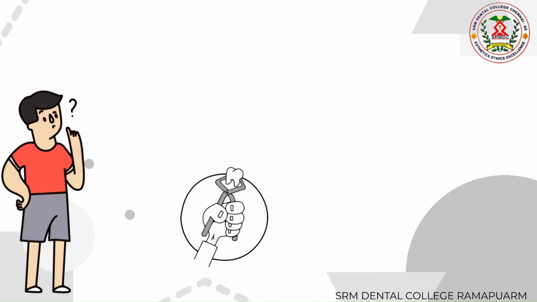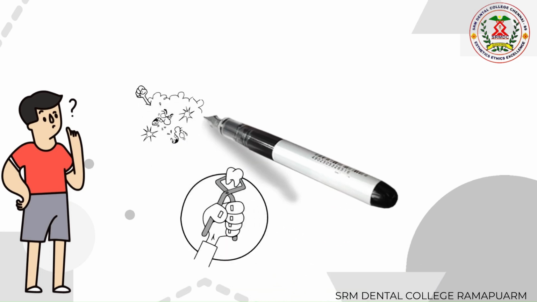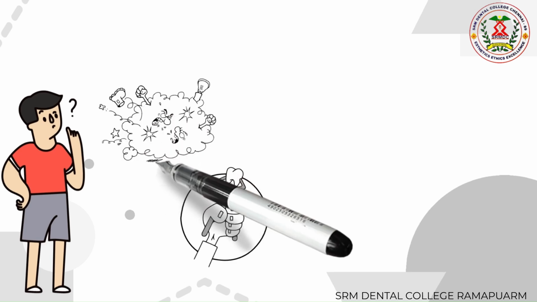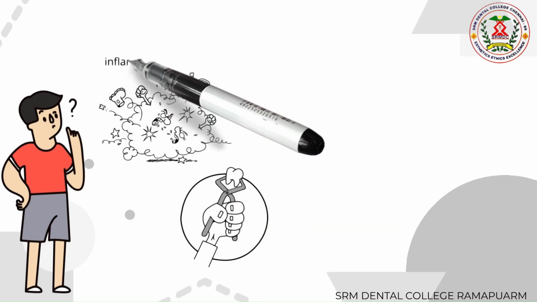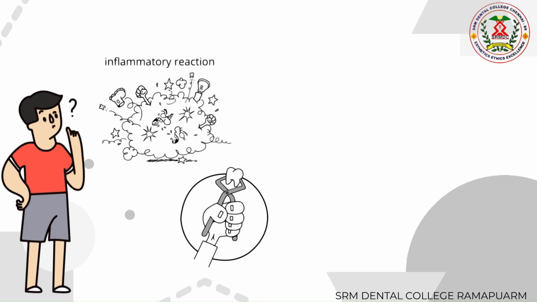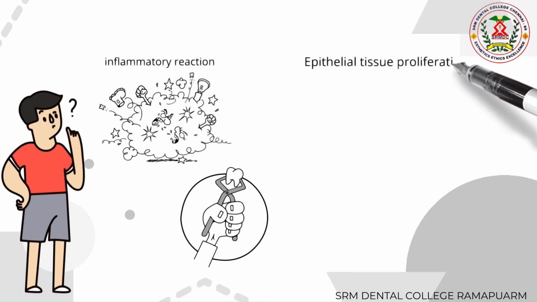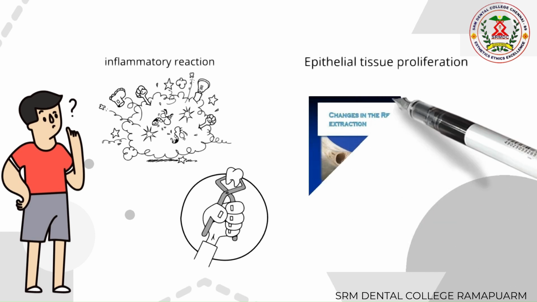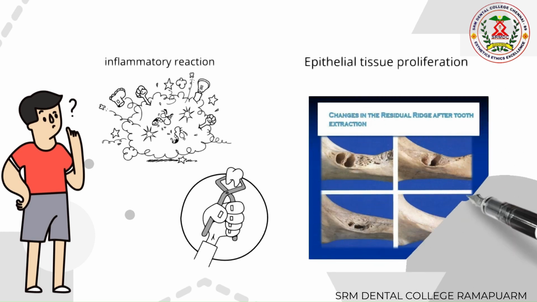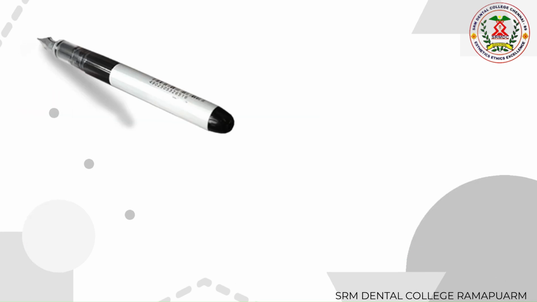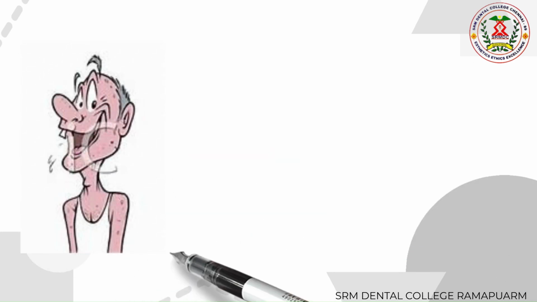So what happens is, immediately after the tooth extraction, a cascade of inflammatory reaction is activated and the socket is temporarily closed by the blood clot. Then epithelial tissue begins its proliferation and migrates within the first week, and the disrupted tissue integrity is restored. So here the residual alveolar ridge bone undergoes a lifelong catabolic remodeling.